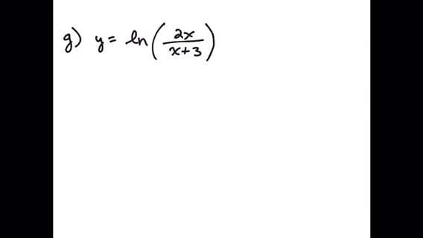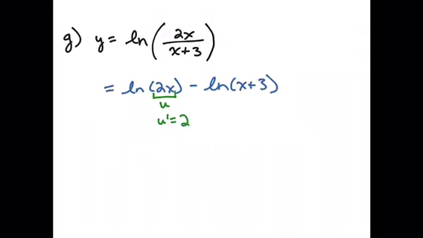Okay, again, I've got division going on. I can separate this into subtraction. This is natural log of 2x minus natural log of x plus 3. So for our first term here, this is actually the first example we did, our u would be 2x and its derivative would be 2. For our second term, our u is going to be x plus 3 and its derivative is just 1.